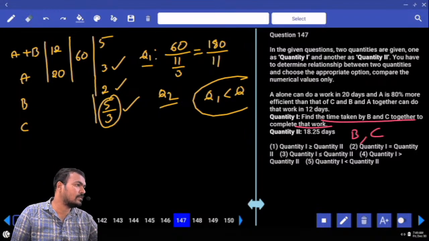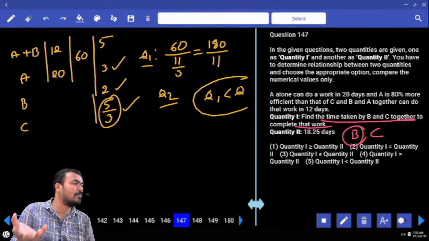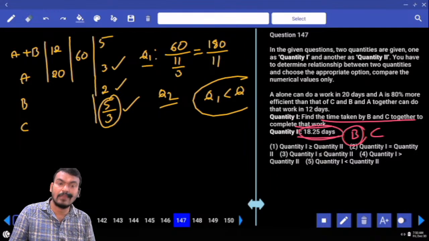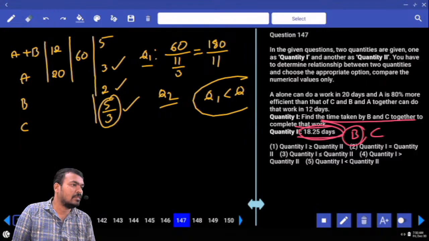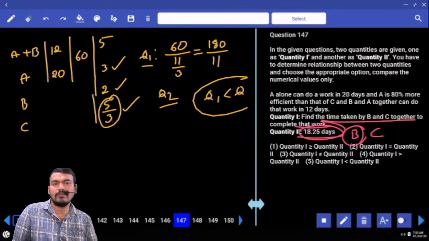B and C together means 2 persons, right? 2 persons means more efficiency, so the time is less. In quantity 2 we only require B alone, which means less efficiency, so the time will be more. But here quantity 2's direct value is not given, so we compare between the quantities, which means Q1 we definitely require.